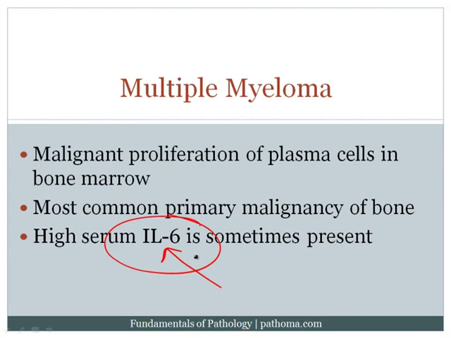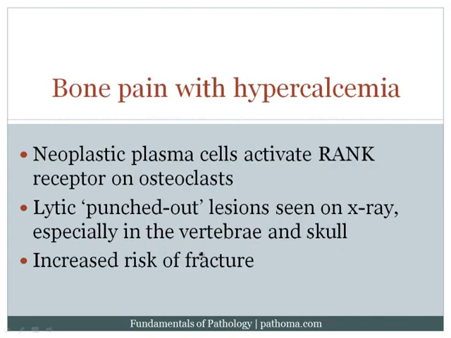For example, the plasma cells have the ability to produce osteoclast activating factor. And when it produces osteoclast activating factor, the osteoclast will get activated. Of course, the osteoclasts eat away at bone, and so that'll result in punched out lesions that will be seen on X-ray, particularly in the vertebra and the skull.